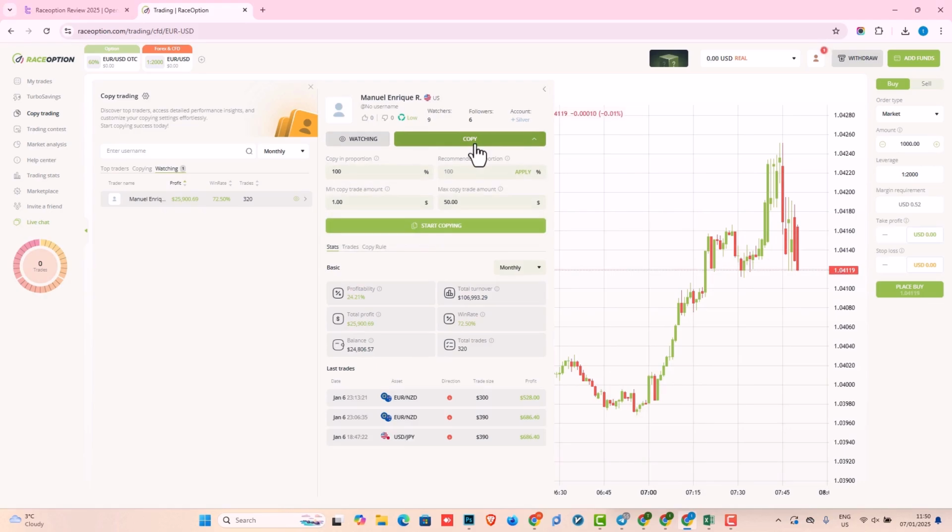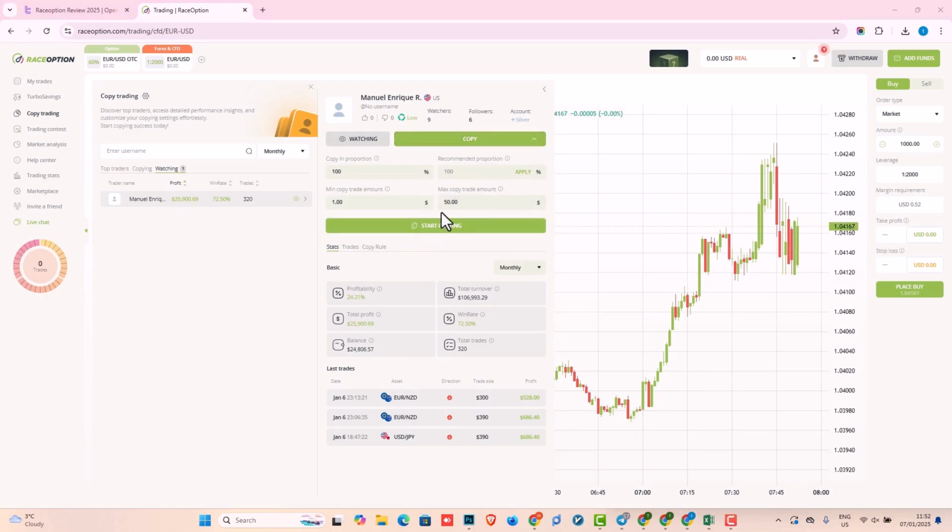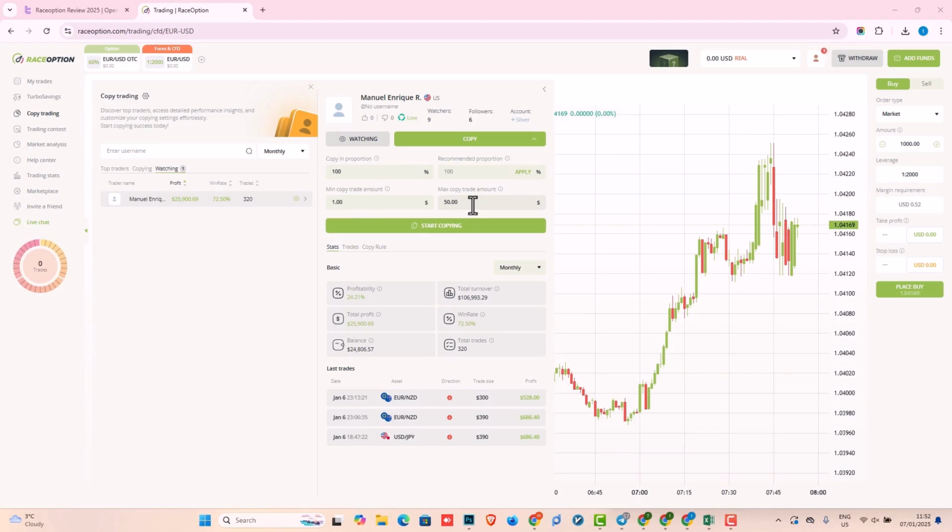And as you can see in this section, more copy trading settings open up for us. In the first section, the percentage of the trades that are copied from this trader is set here to 100%. In the next section, the suggested ratio for copying is 100%, and the individual options. In this section, the minimum amount for a trade that gets copied is set to $1. And in the next part, the maximum amount for a trade that gets copied is set to $50.